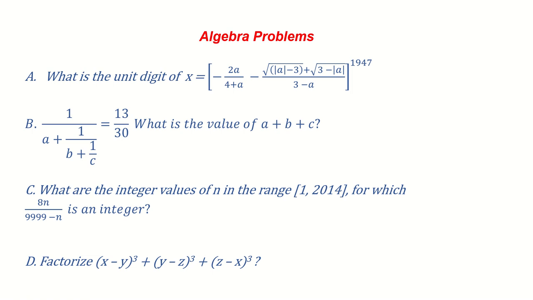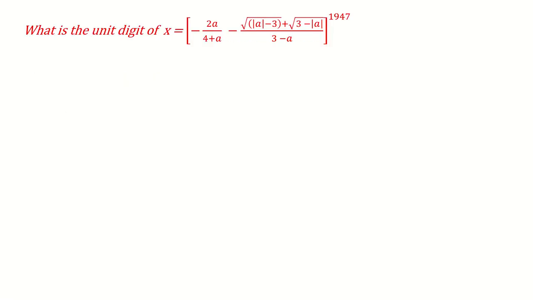So the problems are listed here. Let's go one by one. The first one: what is the unit digit of the expression given there? Okay, so look carefully. It's a very complicated expression, it looks like, but look at the numerator of the second term.